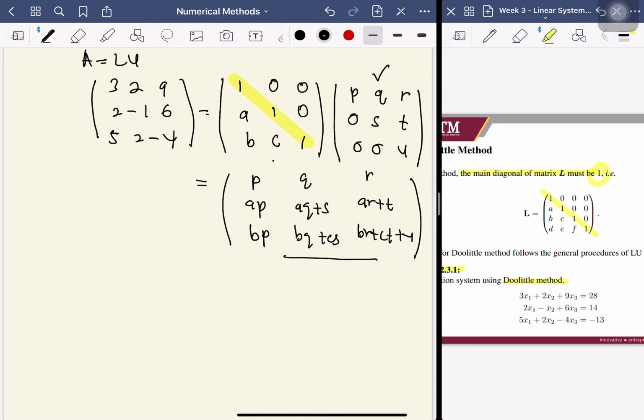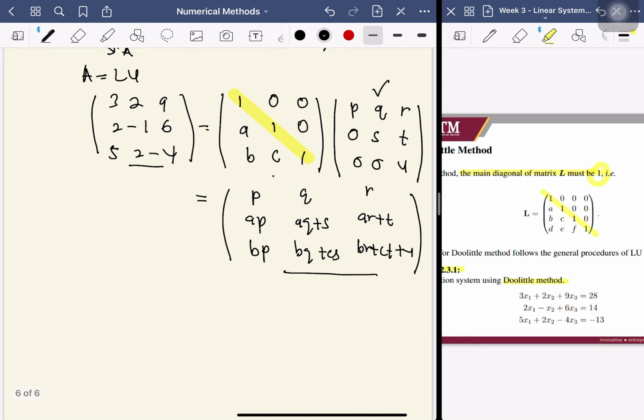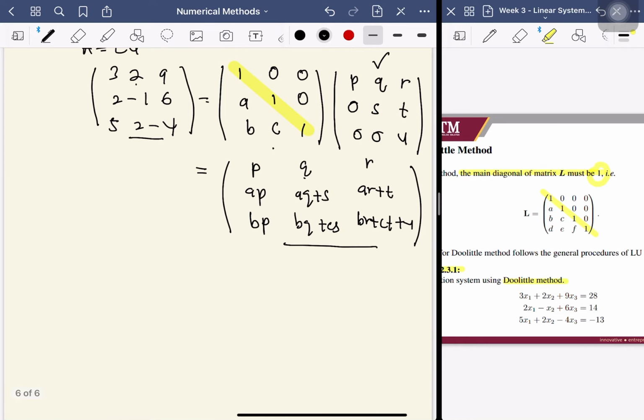Now we will compare with matrix A to get the values of A, B, C, P, Q, R, S, T, and U. We will see from here. We know that the value for P should be 3, the value for Q should be 2, and the value for R should be 9 here. The rest of the elements you should solve like this. So from here we know that P is equal to 3, Q is equal to 2, R is equal to 9.